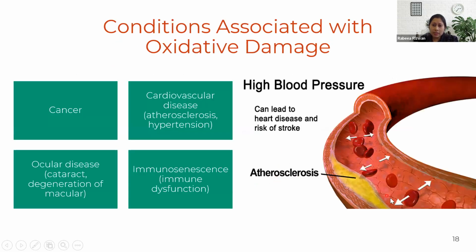Now here is a further explanation of the conditions associated with this damage. By oxidative damage, cancer can happen, and cardiovascular diseases like atherosclerosis, high blood pressure, eye diseases like cataract, and immune problems that may affect our immunity. And in this figure, we are showing you the example of atherosclerosis, like the pipe, the example of a water pipe that I gave you.